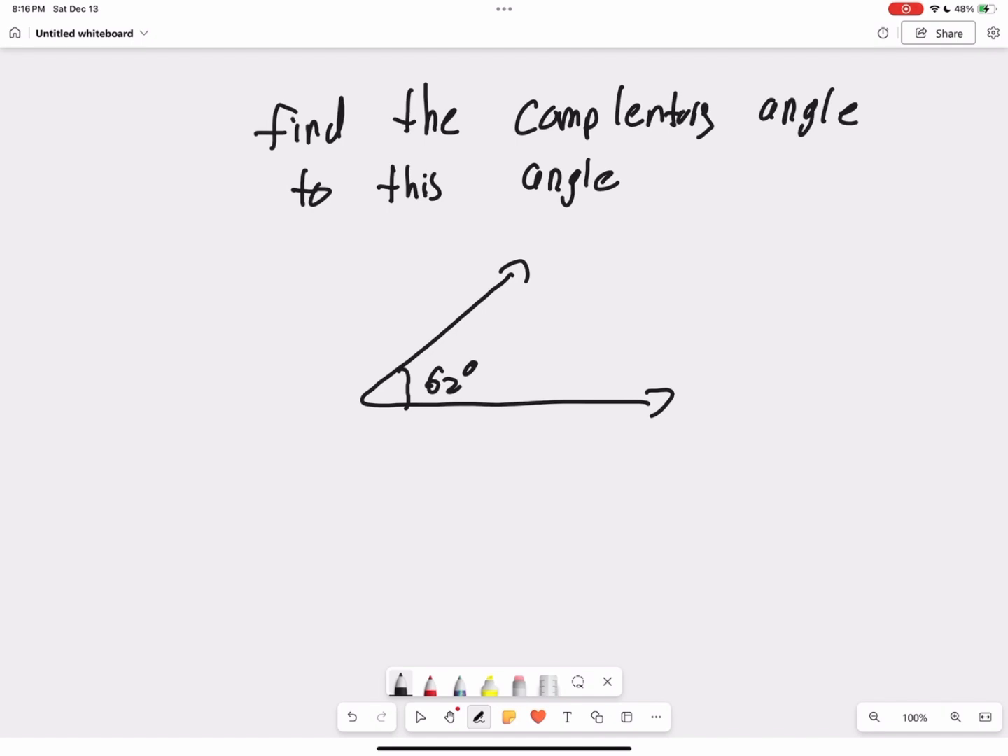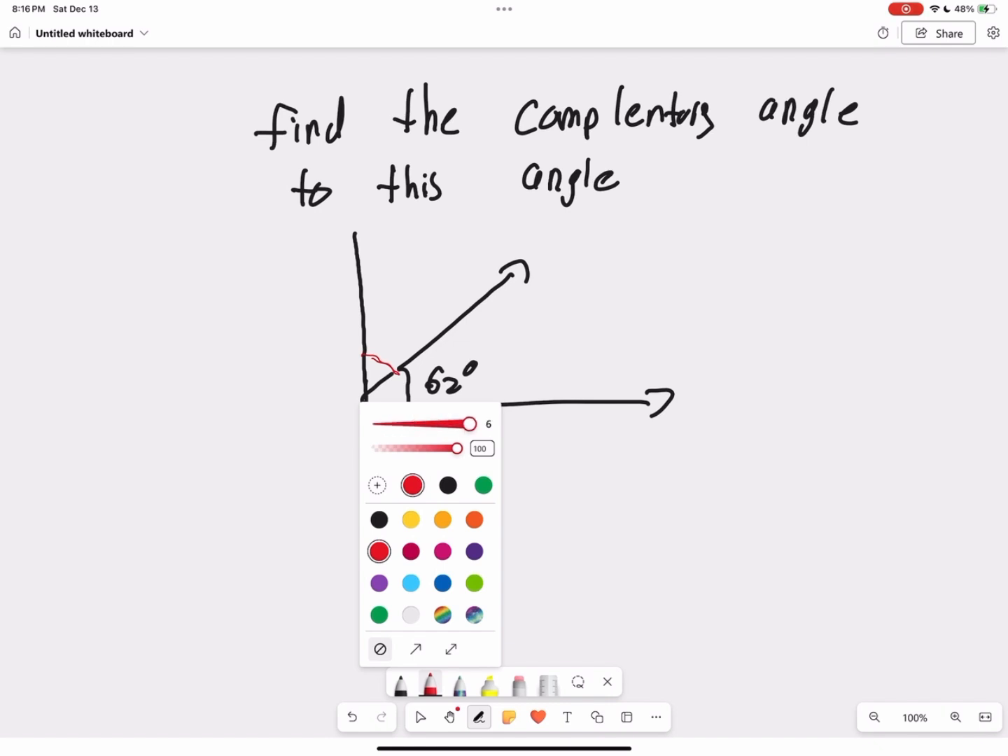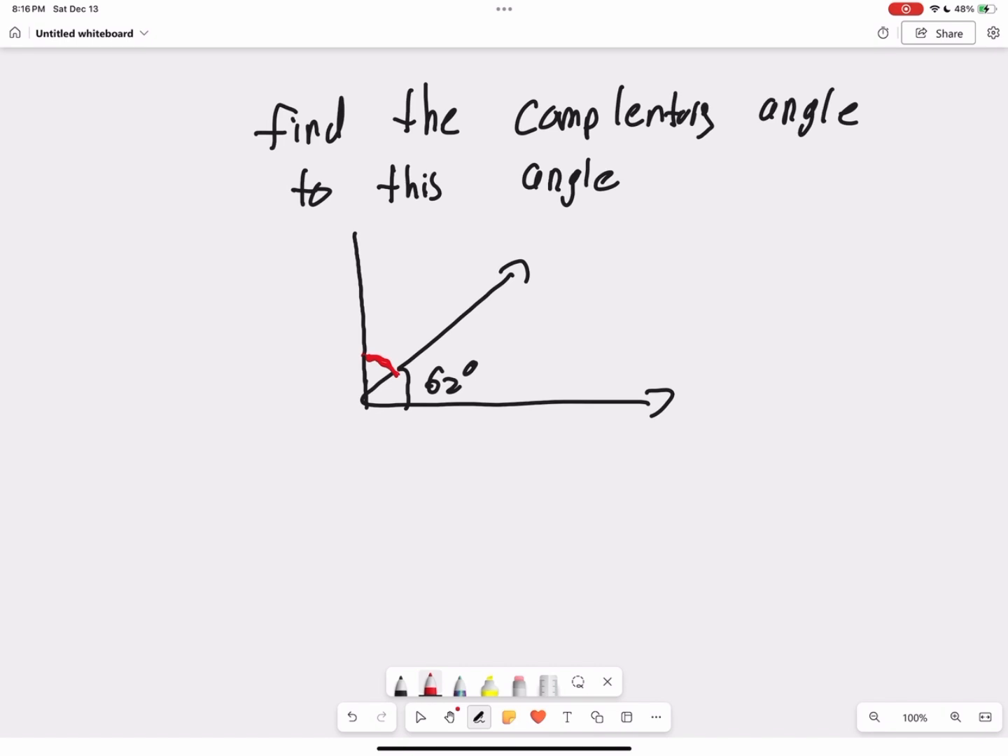When we're talking about complementary angles, we always want to draw the right triangle. So let's make this a right triangle by drawing a straight line over here. Notice it looks like something that we know, and we'll fill this blank right here in a different color. So this is theta. We don't know what this is.